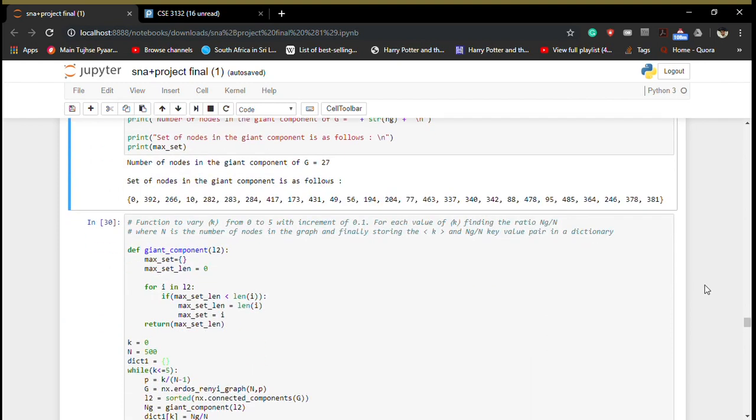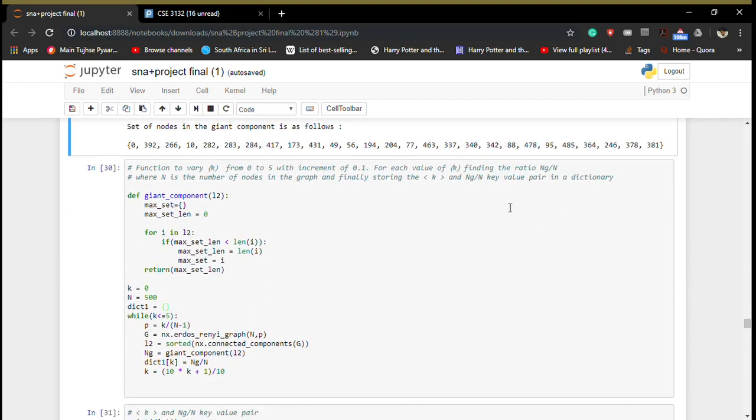So the first part is done. Now the next part was plotting the NG by N versus average degree graph.